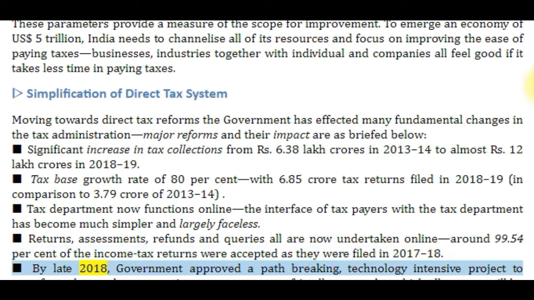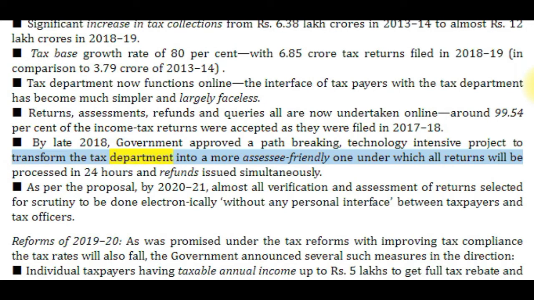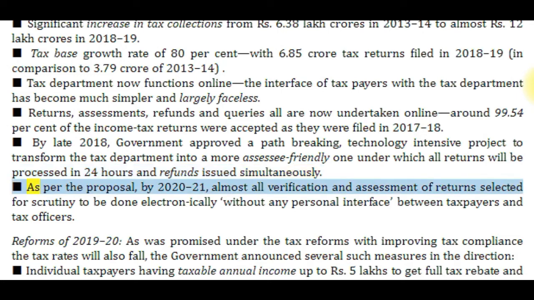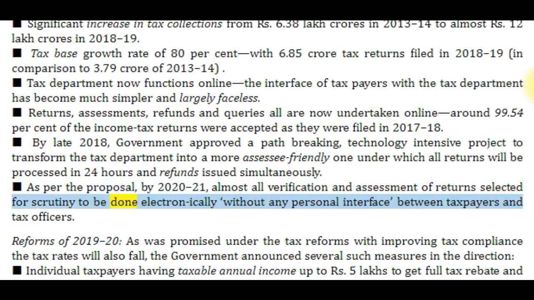By late 2018, the government approved a path-breaking, technology-intensive project to transform the tax department into a more assessee-friendly one, under which all returns will be processed in 24 hours and refunds issued simultaneously. As per the proposal, by 2020-21, almost all verification and assessment of returns selected for scrutiny is to be done electronically, without any personal interface between taxpayers and tax officers.